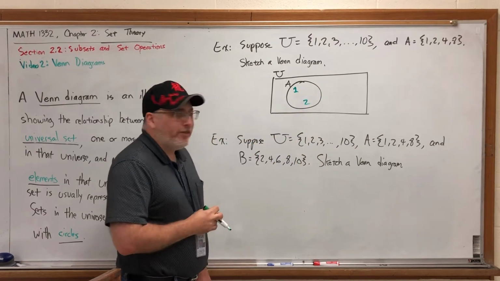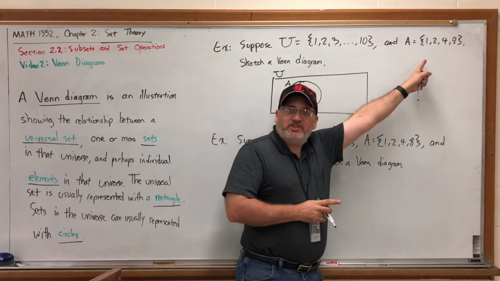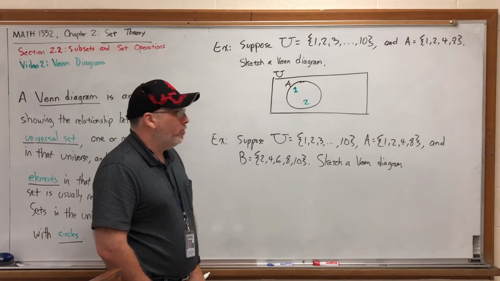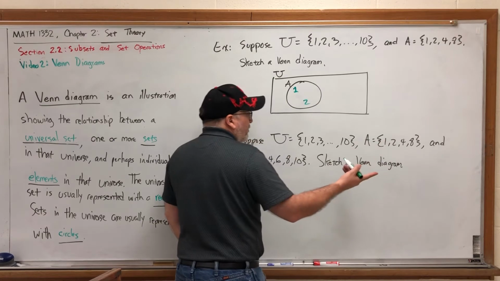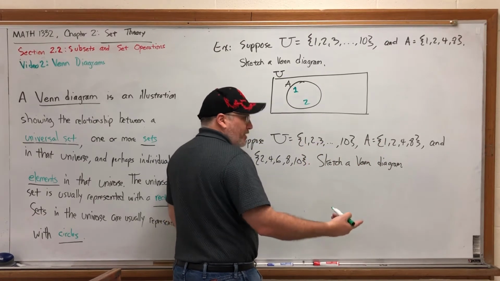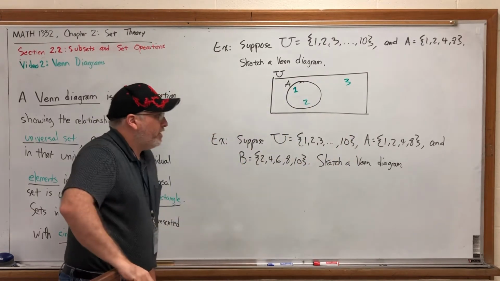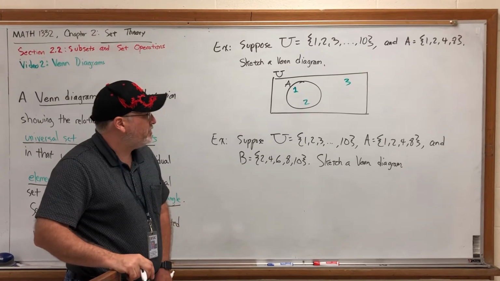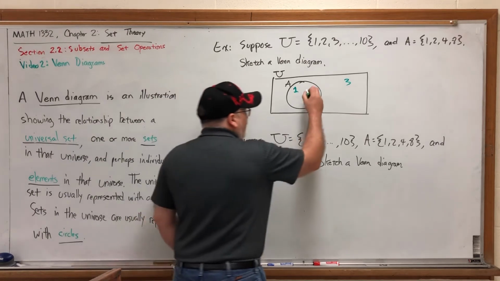But what about the element 3? That's in the universe. But notice it's not in set A, which means visually we don't want to draw the 3 inside the circle. We need to draw it outside the circle. Again, it doesn't matter where, but it's still in the universe, which means it has to be in the rectangle, but outside the circle. We'll just put it out there. And one at a time, we can just put every element where it belongs. Next element is 4, which is in set A, so it belongs in circle A somewhere.